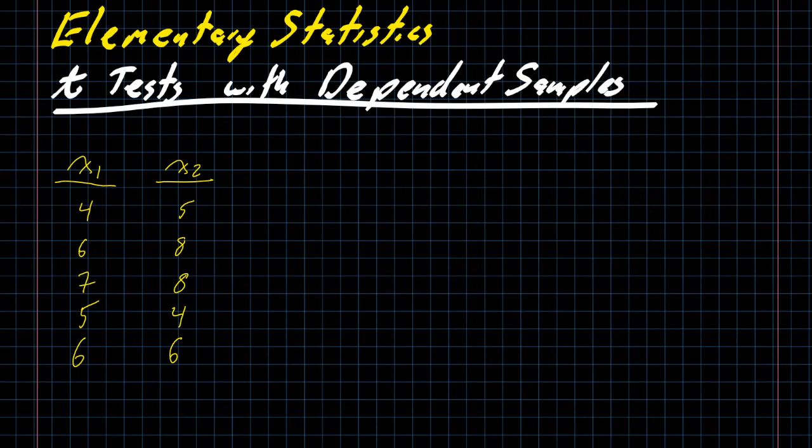Our hypothesis, come over here somewhere. Our null hypothesis is that these are essentially the same. Our alternative hypothesis is that these are fundamentally different in some way. N is 5, that's N1 or N2.